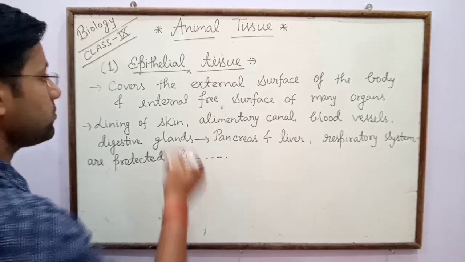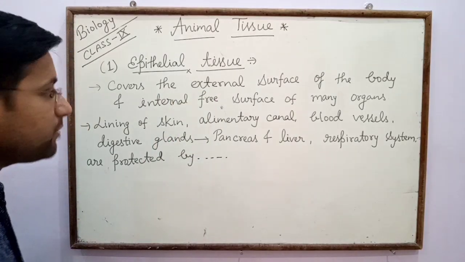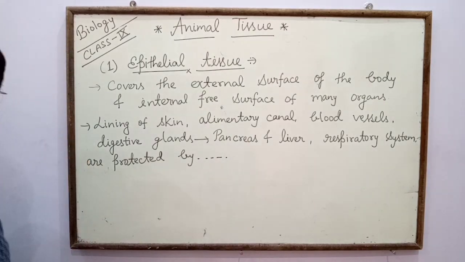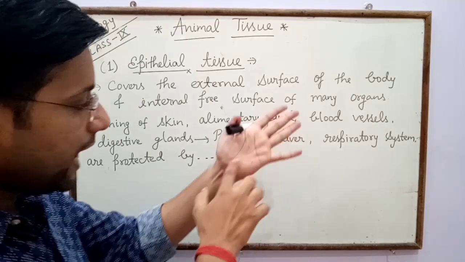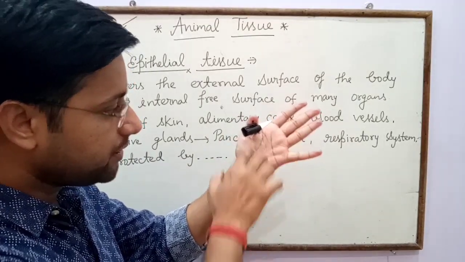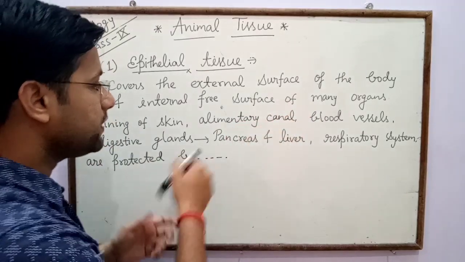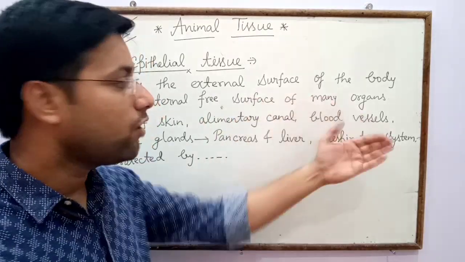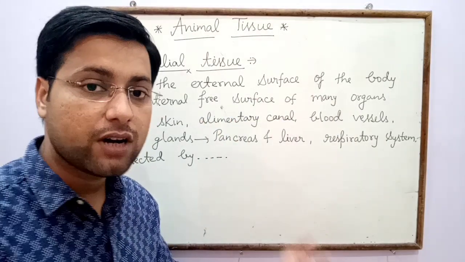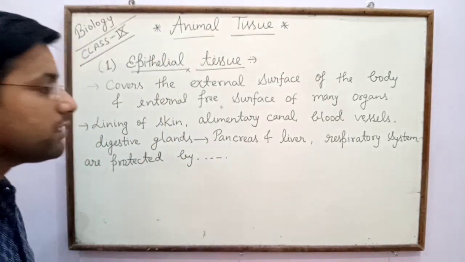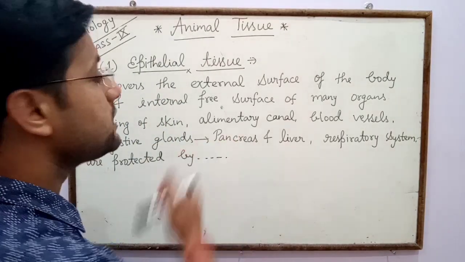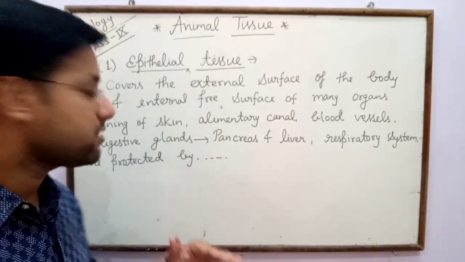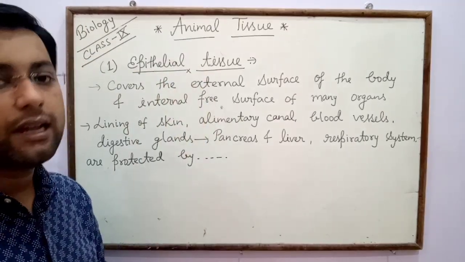So epithelial tissue covers the external surface of the body and the internal free surface of many organs, especially the lining of the skin. After that, the alimentary canal, that is our digestive system. After that, blood vessels, which are responsible for circulation of blood, digestive glands, especially the pancreas and liver, and after that the respiratory system are protected by epithelial tissue.